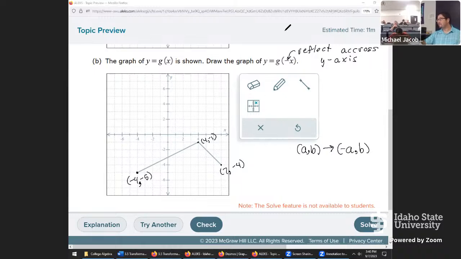Let's see if we can get these in. So I'll use the pencil tool. Starting on this one, we're reflecting across the y-axis. So this should become +4, -5. So we go right here. That look all right to start out? Awesome, let's try this again.